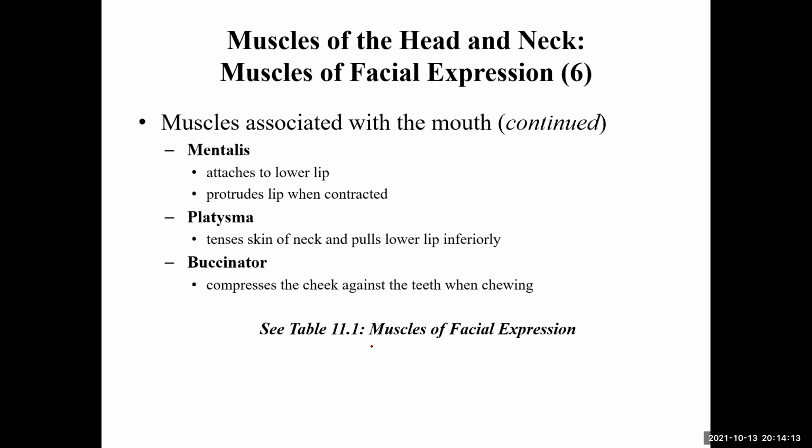Buccinator, if you've played any wind instruments or any instrument basically in which you have to blow on the instrument, the buccinator muscle is a very, very well-developed muscle in those people. And basically what it does is when you're chewing your food, it'll contract and keep your cheeks close to your teeth so the food doesn't fall away from your teeth. It helps to keep the food over the teeth so it's not falling out.